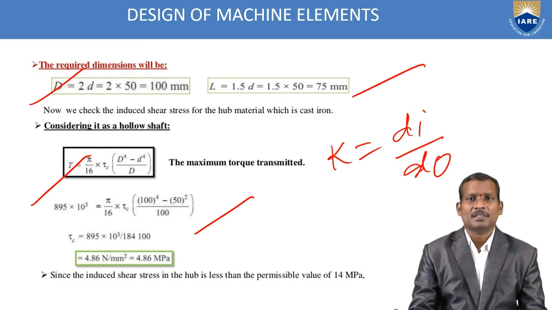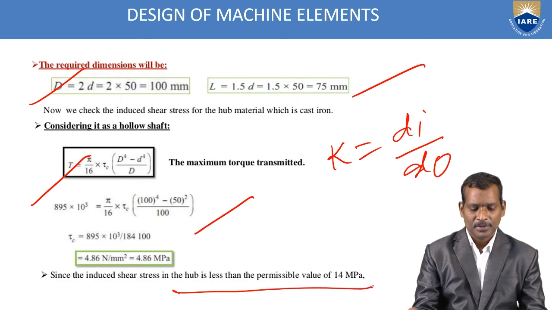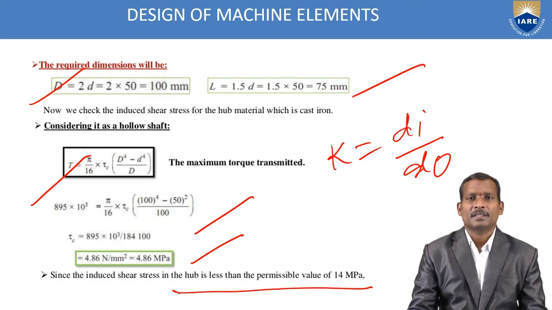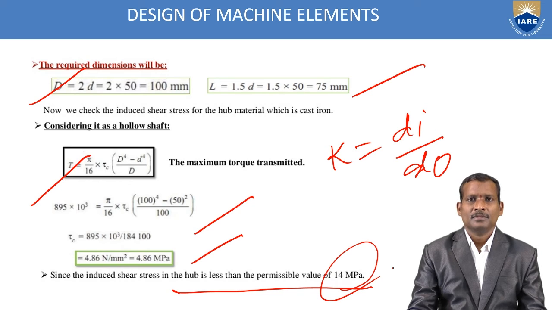Since the induced shear stress in the hub is less than the permissible value of 14 megapascal, here the calculated induced shear stress is 4.86 megapascal. For the given condition, the shear stress for the cast iron flange material is 14 megapascal. So this value is less than the permissible value, then our design is safe. Always you should check for this shear stress or crushing stress for safe design.